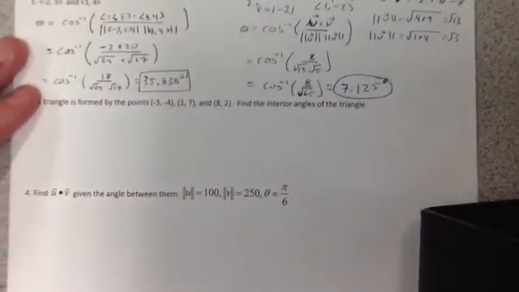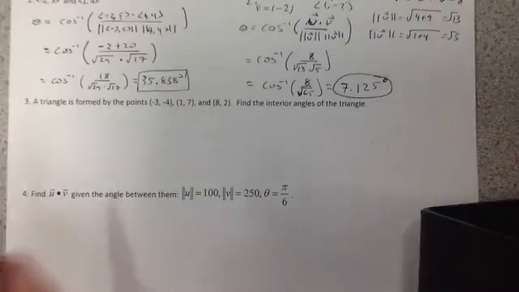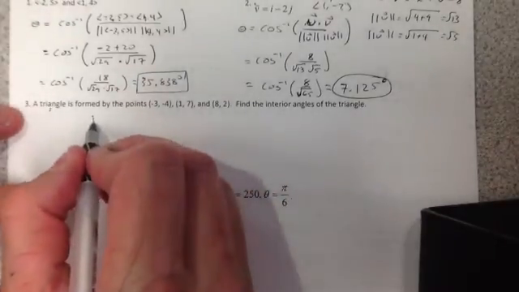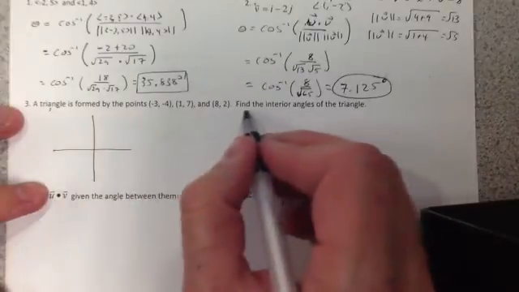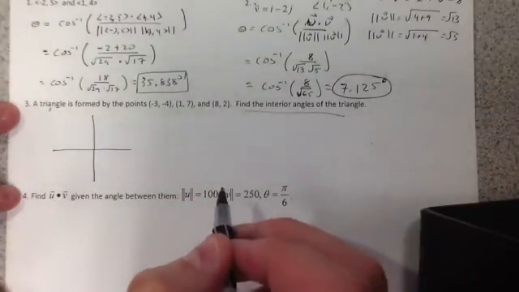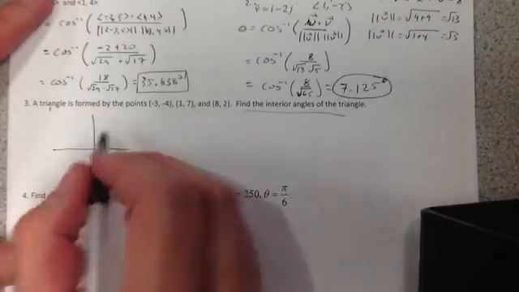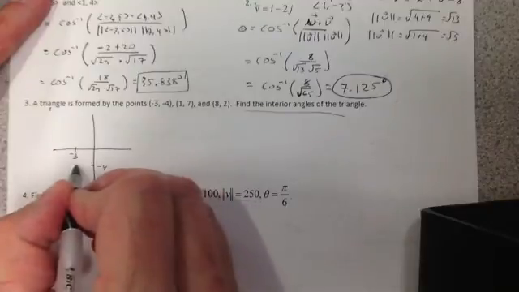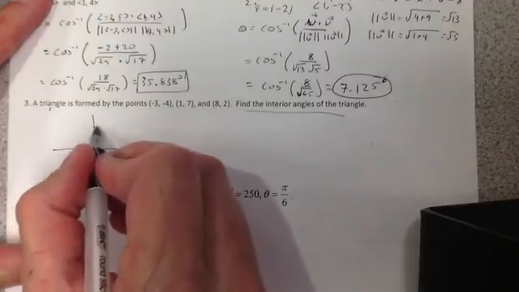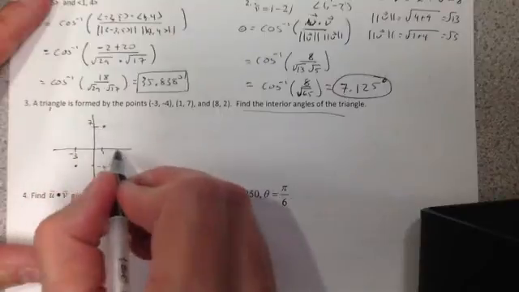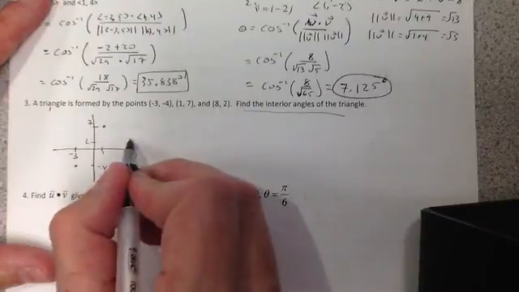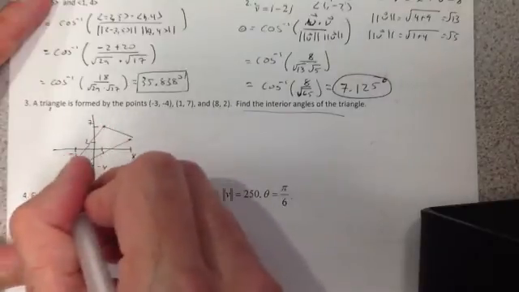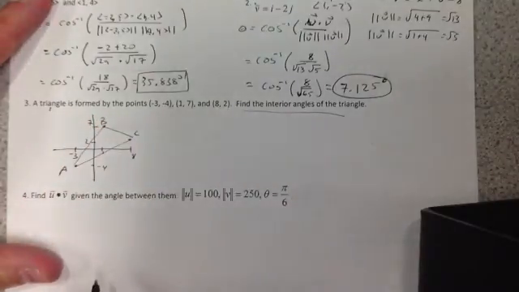Okay, now I'm going to start this one, may not be able to finish it because of time and everything. I want to find the triangle formed by these points, and I want to find the interior angles of the triangle. So to set this one up here, we're going to go -3, -4, 1, up 7, and 8, up 2. And I have a triangle. Okay? And we're going to call this A, B, and C.